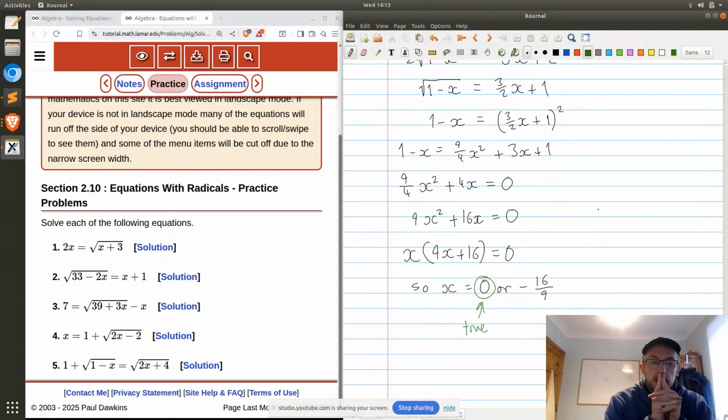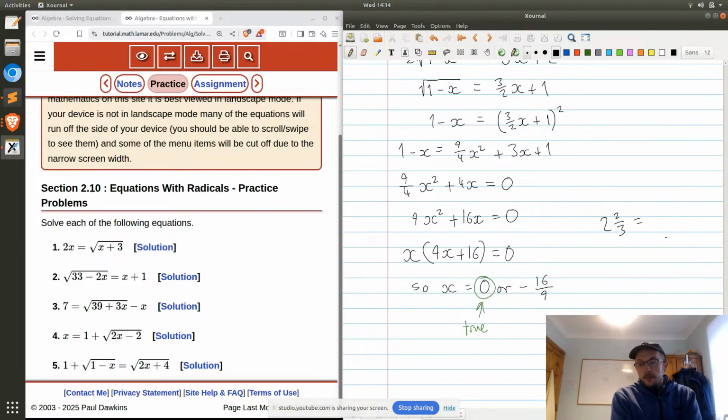Minus 16 over 9. Well, on the left, I will have 1 and 16 ninths, which is 25 over 9, whose square root is 5 over 3. So thank you very much. I get 1 and 5 thirds, which is 2 and 2 thirds on the left. And on the right, what is 2 multiplied by negative 16 over 9? The answer is negative 32 over 9. And add that on to 4.